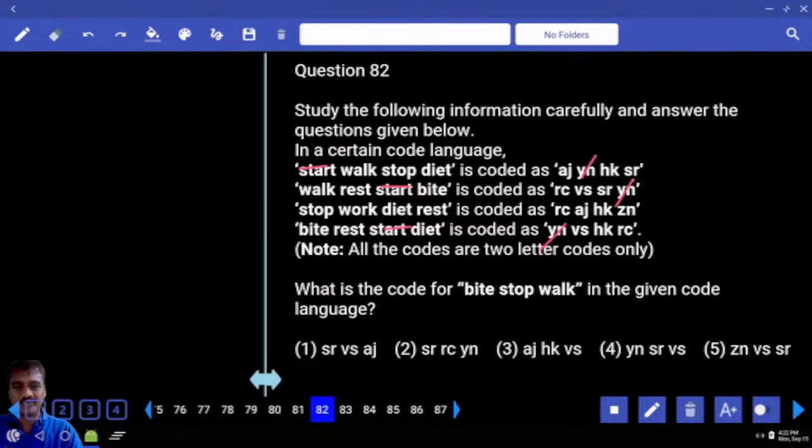Yn. Start is yn, that's done, now what do we need? And now walk is common. As walk is common, what is the code for walk? Yes, sir. Okay? The code for walk is yes, sir.